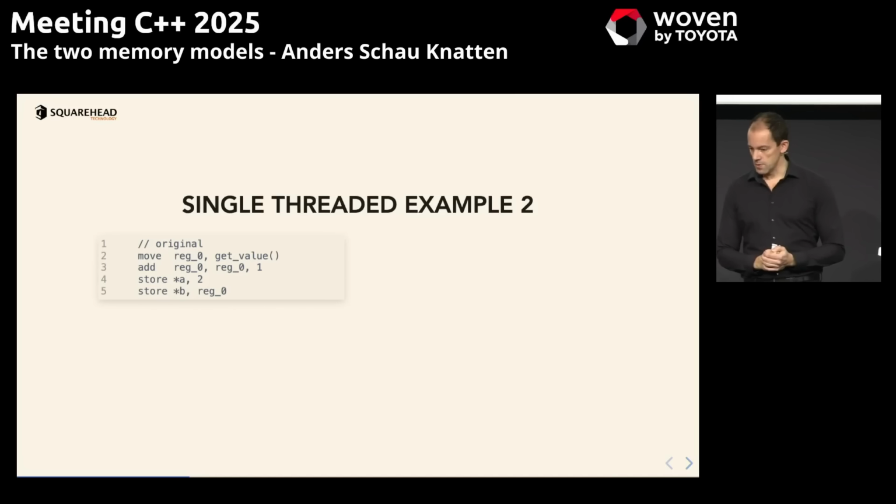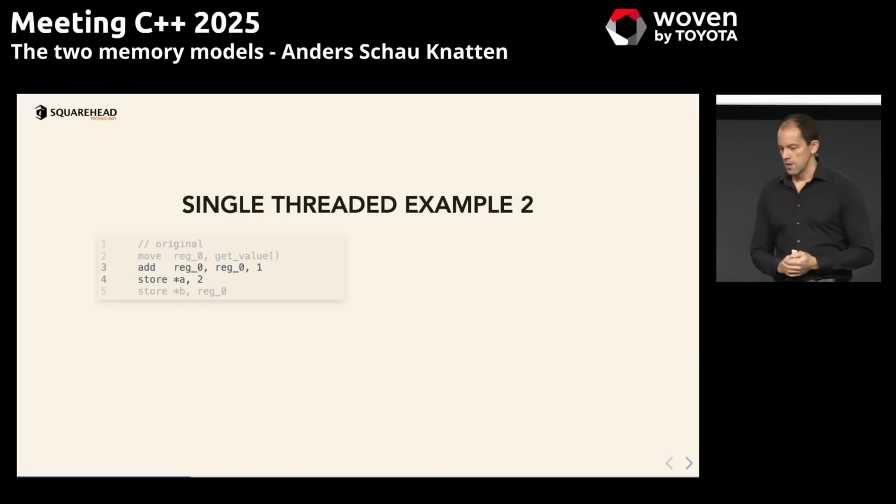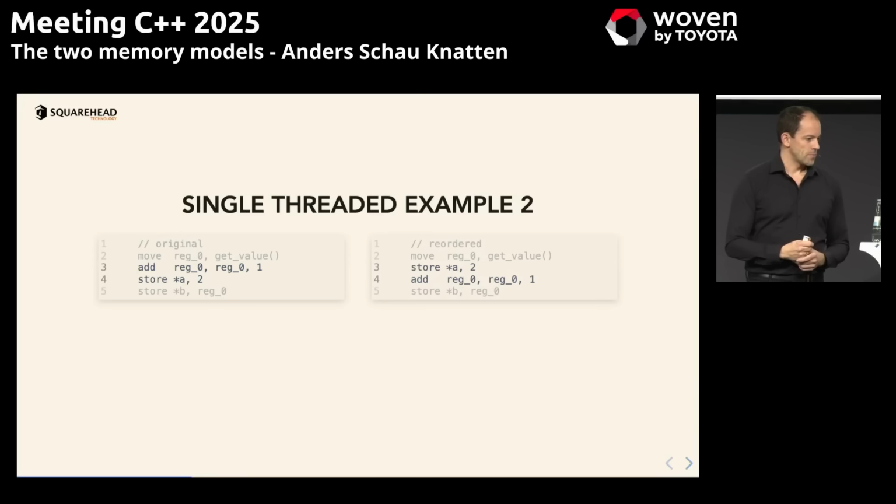Let's see, here's the original assembly, and can we reorder these lines? Well, they are completely independent. I'm just putting one into a register, and I'm taking a value and storing it to memory. Those are completely independent, so I can reorder these two, so I can do the store one cycle earlier.